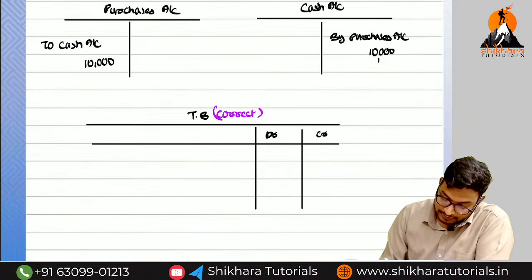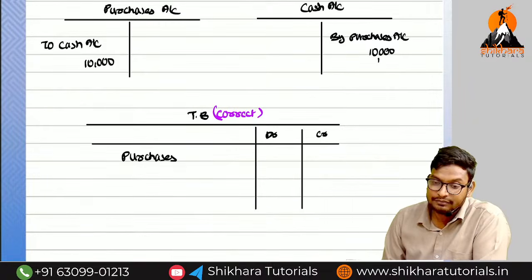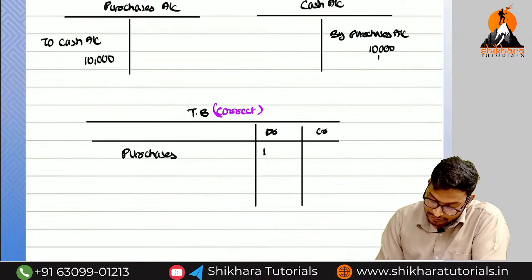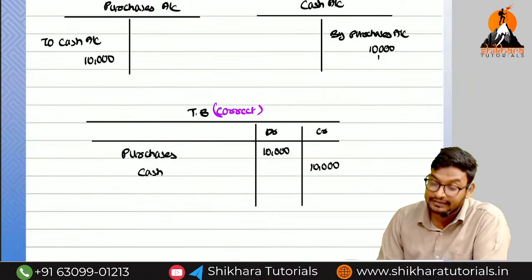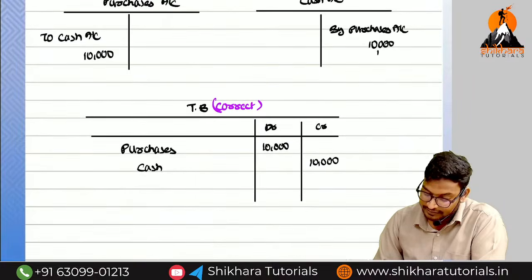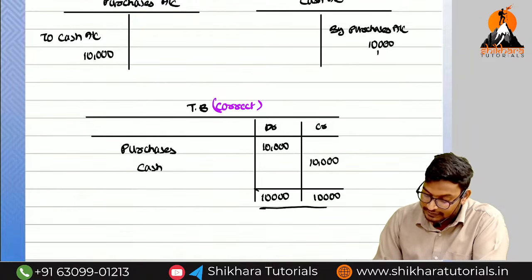Say the amounts. Purchases. We have to write on which side? Debit side, because it is showing which balance? Debit balance. How much? 10,000. Cash. How much do we need to show? 10,000 on the credit side. Why am I recording on the credit side? Because credit side is more than the debit side. Can you say the total? 10,000 and 10,000. So this is the correct one.